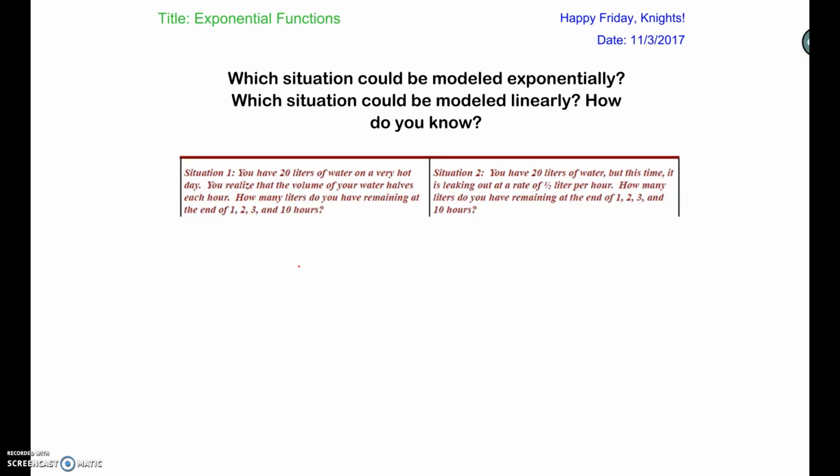This lesson is on exponential functions. If you could write your title up at the top of your paper, exponential functions. We're not actually going to do this opener as an opener. We're just going to do it within our mini lesson. And what we're addressing today is the difference between exponential functions and linear functions.